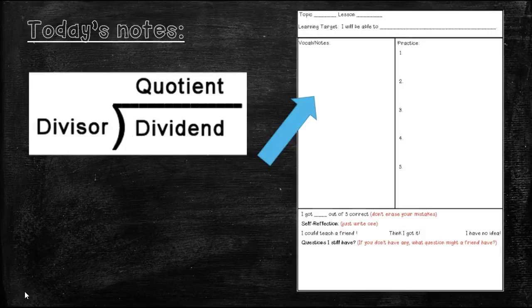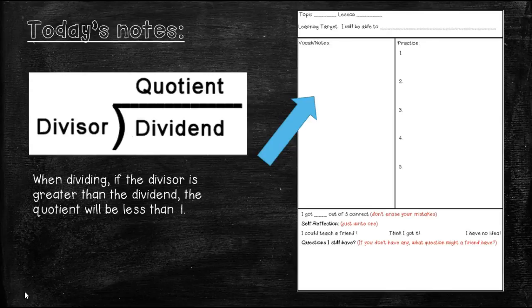We have some important notes that you need to write down today, and this first one is just a little reminder. What is the dividend, what is the divisor, and what is the quotient? So go ahead and write this down in your notes. Remember, the dividend is the number that's being divided by the divisor, and the answer is the quotient.